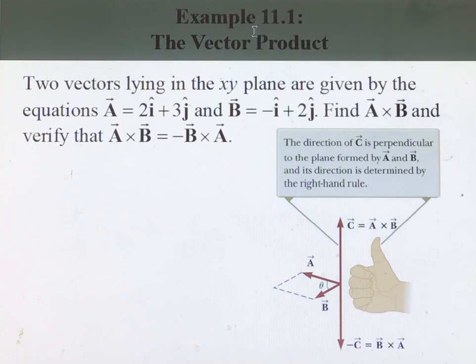All right. So now we're going to look at example number 11.1, and this is called the vector product. In example 11.1, we're going to calculate the vector product of two vectors. Suppose that we have two vectors lying in the xy plane, given by vector A equals 2i plus 3j, and vector B equals negative i plus 2j. We want to calculate the cross product of vector A and B, and verify that A cross B is equal to negative B cross A.